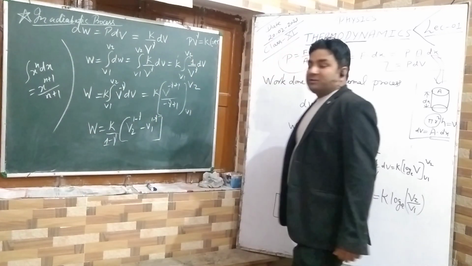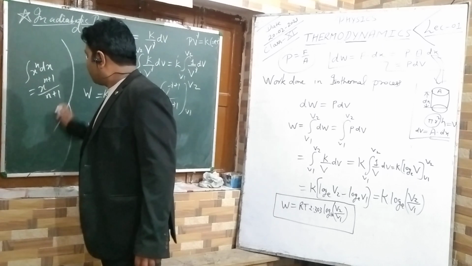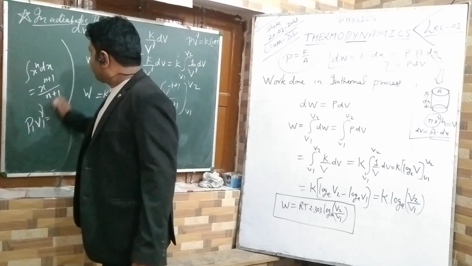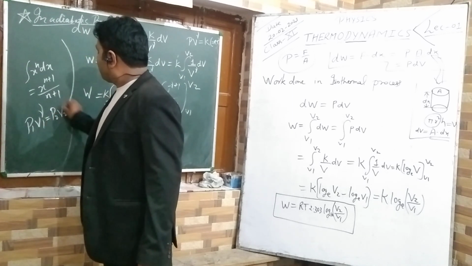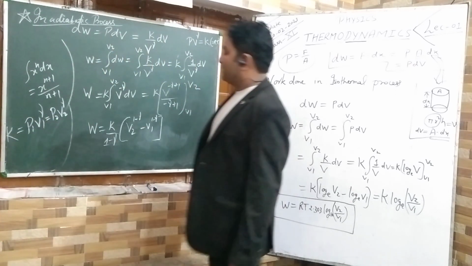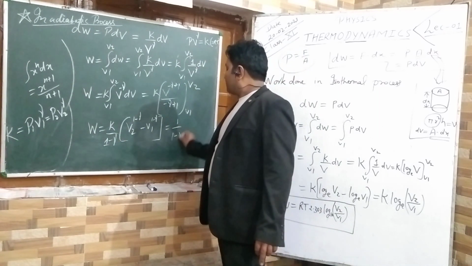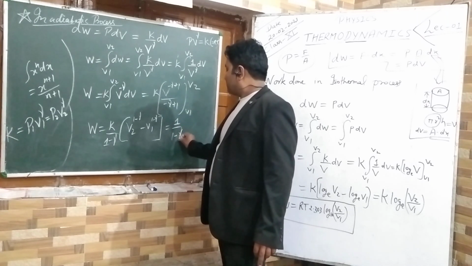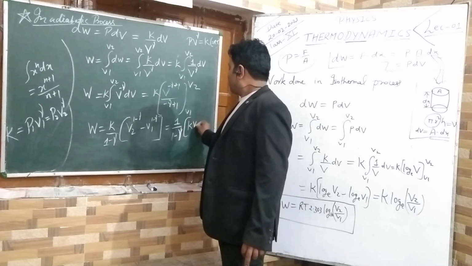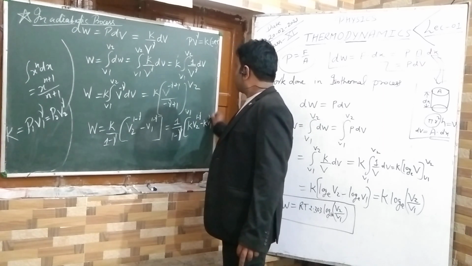And the equation of continuity in terms of equation of state, just see how you apply this. P1 V1 power gamma is equal to P2 V2 power gamma, that must be equal to K. Any one value you can use in place of K, either P1 V1 or P2 V2. So multiply first K by 1 upon 1 minus gamma. It gives K V2 power 1 minus gamma minus K V1 power 1 minus gamma.